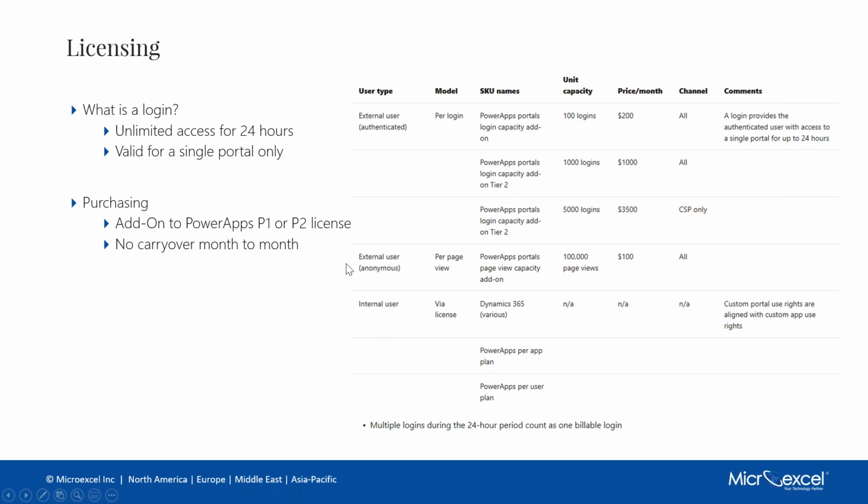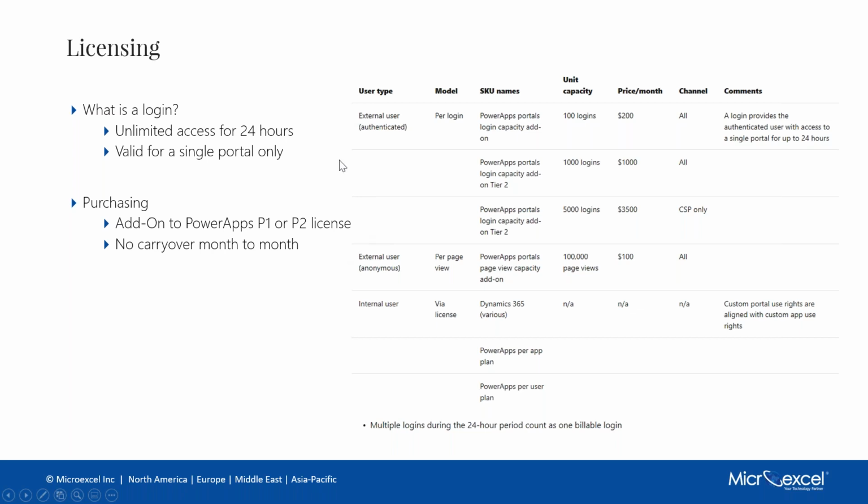Okay, taking one more step up. For the portals that I just created, I've got external users who are anonymous. In fact, some of you probably used this already and went to that sample portal that I showed you. Well, it's not free. It is $100 per 100,000 page views for anonymous external users. That's the only option, $100 per 100,000 page views.